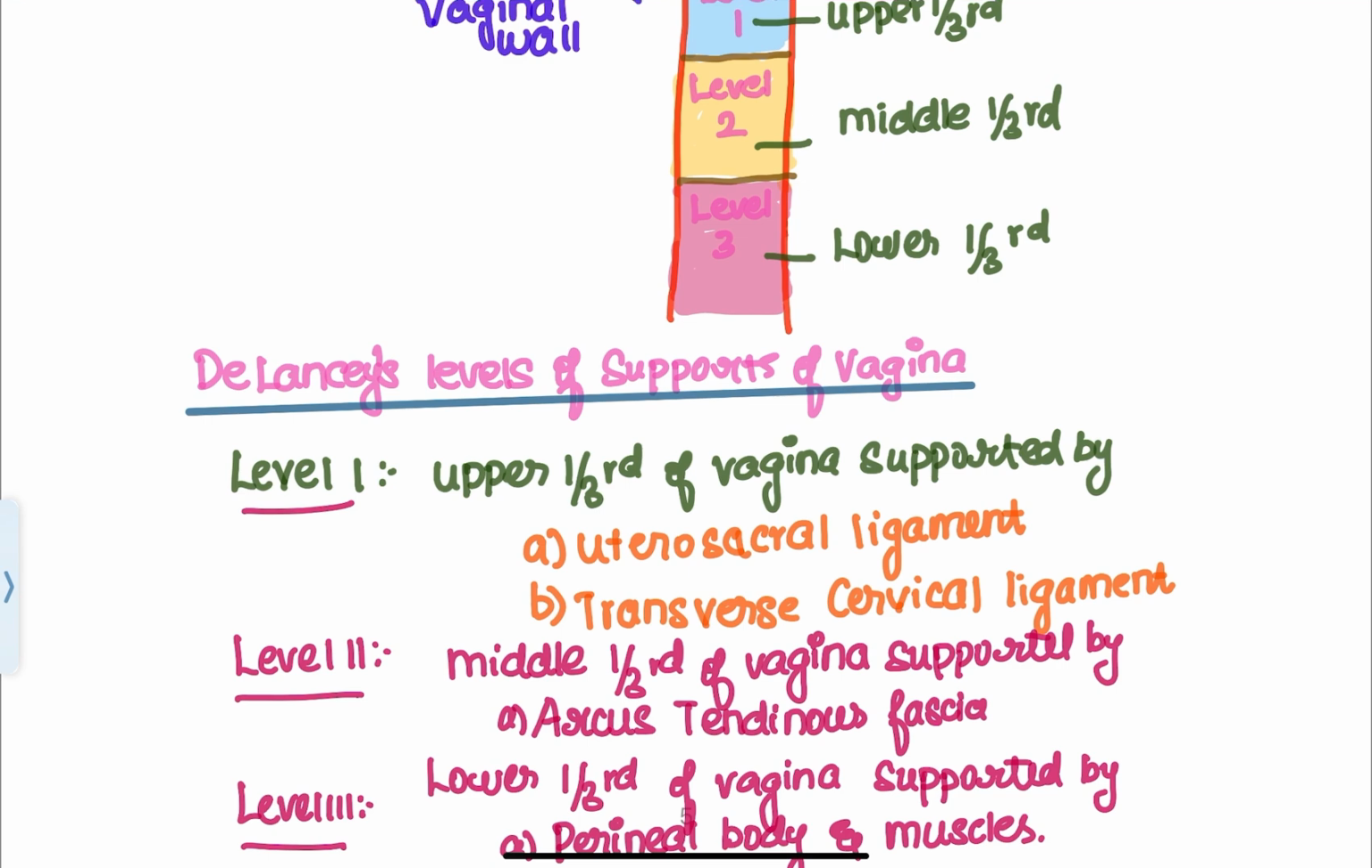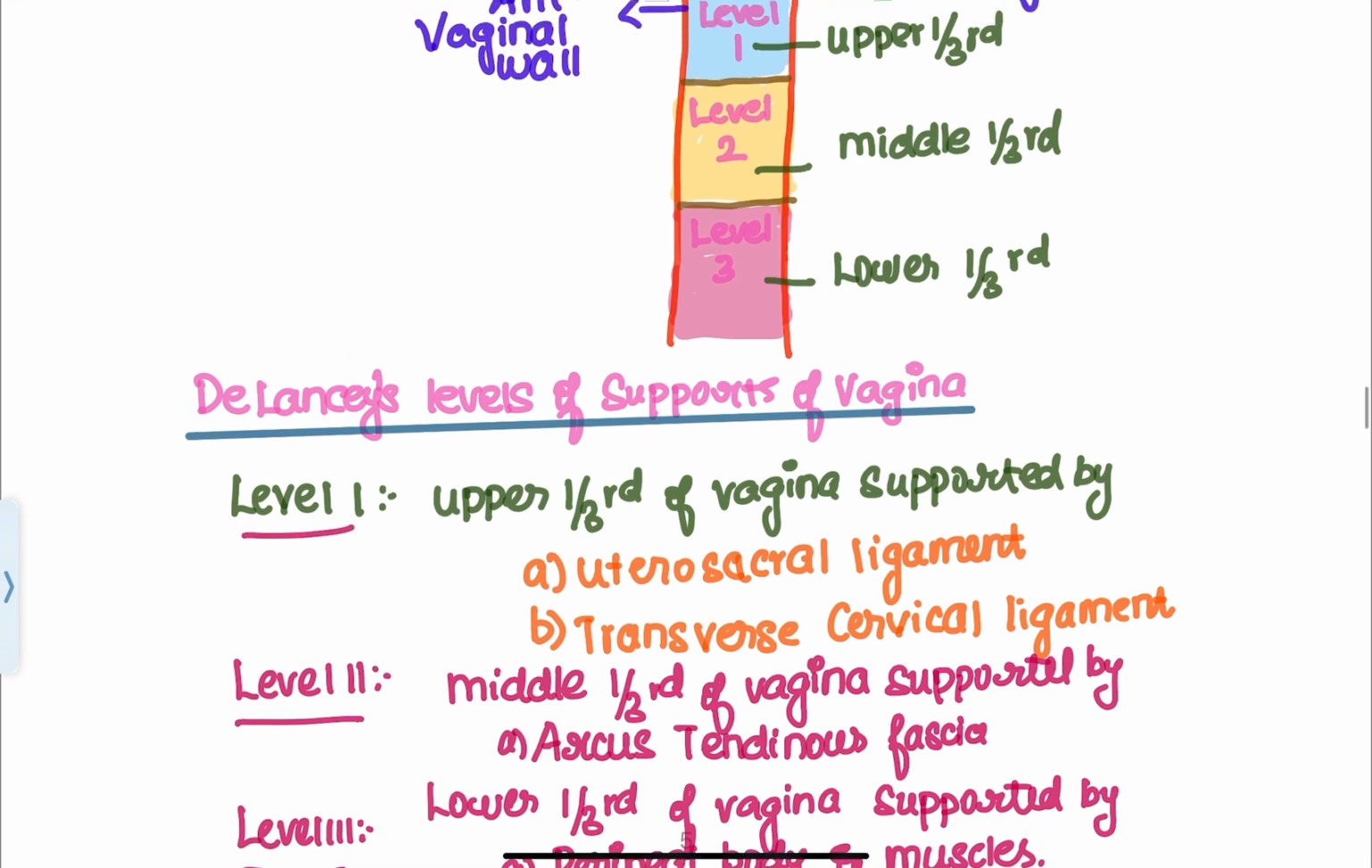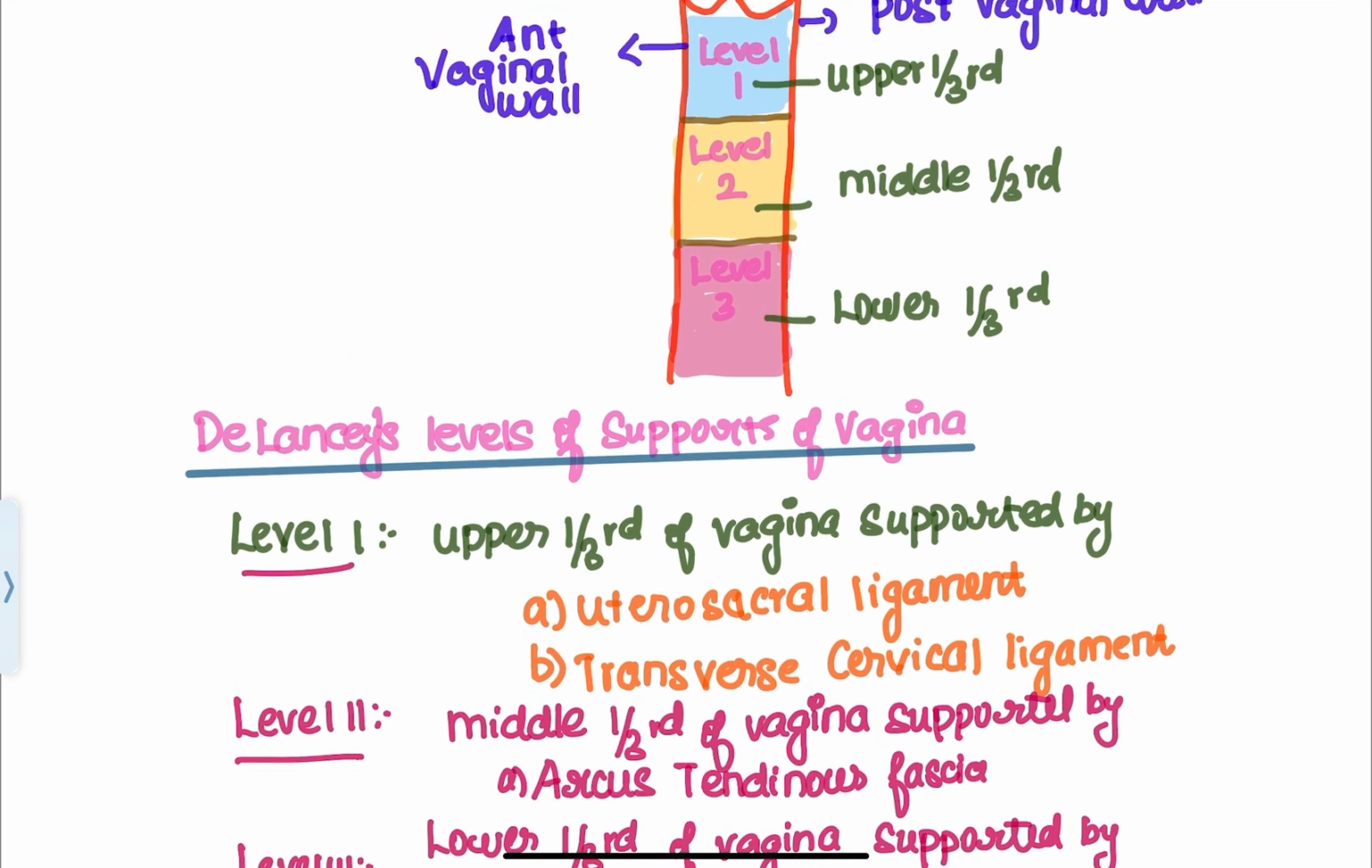Level 3, the lower 1/3 of the vagina, is supported by the perineal body and the perineal muscles which are attached to the perineal body. So level 1 is supported by the uterosacral and cardinal ligaments, level 2 is supported by the arcus tendineus fascia, and level 3 is supported by the perineal body and the muscles attached to it. Is that clear? These are DeLancey's levels of support of the vagina.